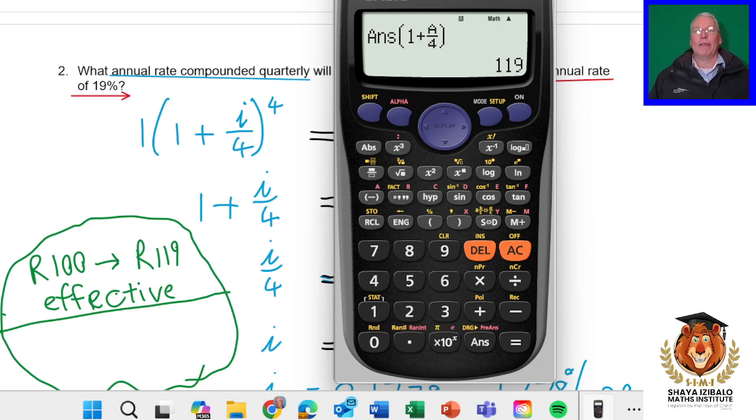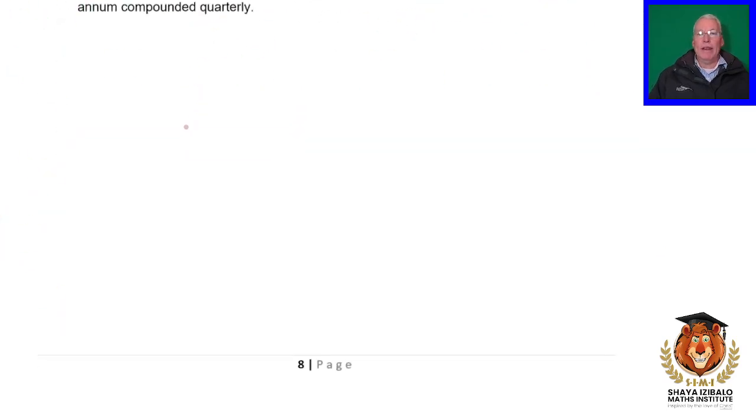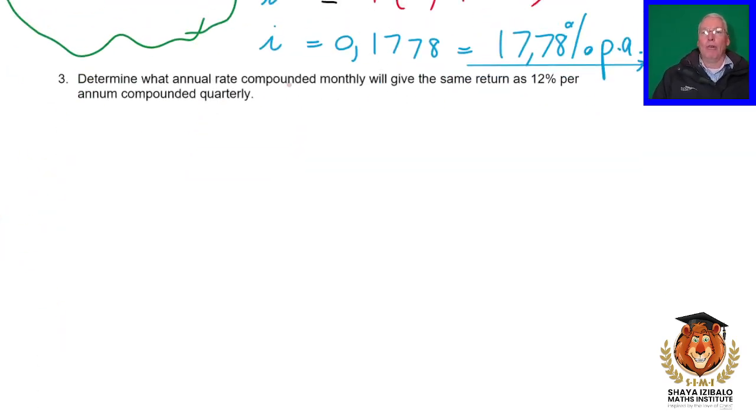It always makes sense. The cool thing about this method of 1 Rand for 1 year is that we can even convert a nominal rate to another nominal rate. So this says, let's do this with a green pen, what annual rate compounded monthly will give the same result as 12% per annum compounded quarterly.